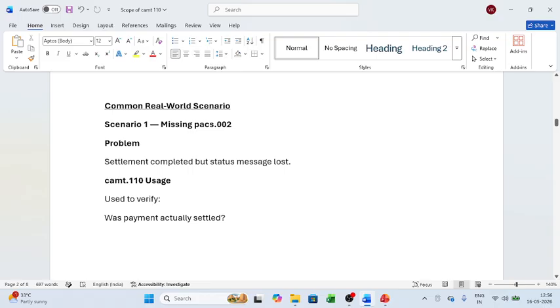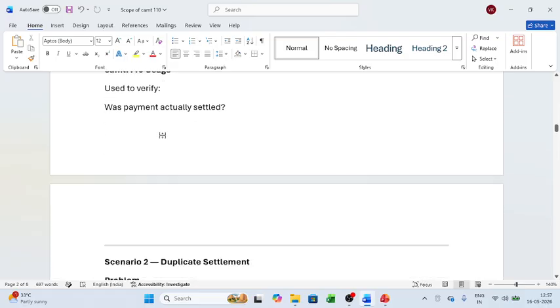So let's go with some real scenarios. See problem 1, missing pacs.002. As I said already, the creditor bank never sends the pacs.002 message to the debtor bank. So what will happen? The debtor bank cannot understand the transaction status because they won't get the pacs.002. So in this scenario, the debtor bank should raise a camt.110: what is the status of my transaction? They need to understand. That is the reason they raise the camt.110 whenever the pacs.002 is missing.